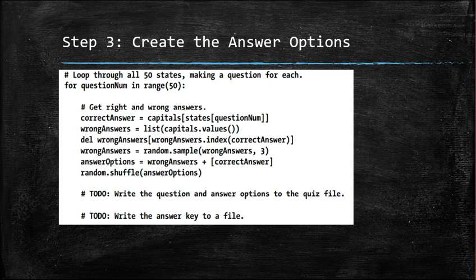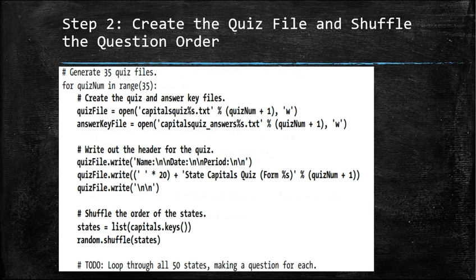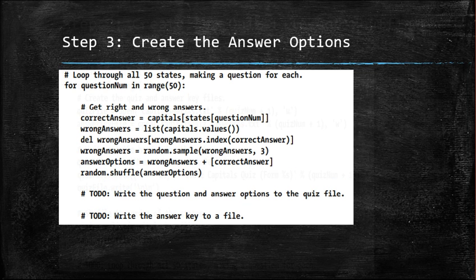So what is the next thing we have to do? In your to do, what is the next thing you have? Loop through all 50 states, making a question for each. Okay, the next step is to create the answer options. So far we spoke about the question. Now we need to generate the answer options for each of the questions.